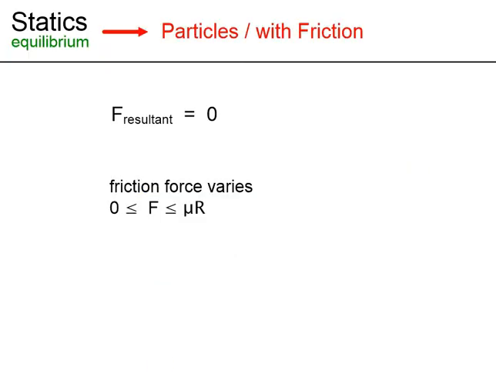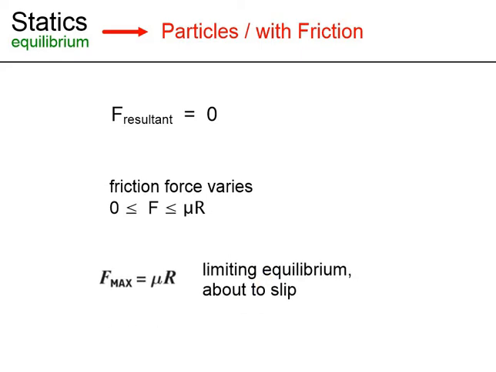We know that the friction force opposes motion, and it has a value between 0 and its maximum, mu R, which comes from this formula, where the maximum frictional value is equal to the coefficient of friction times the normal reaction force. And this is the maximum friction value when an object is about to slip. It's at limiting equilibrium.